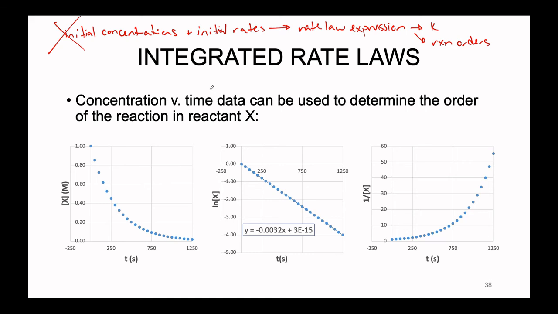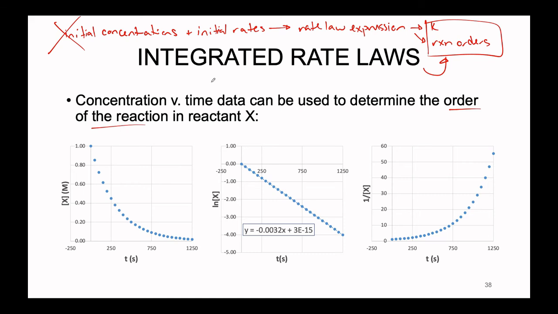Let's say you do have enough reactant to do that and you have the means to measure concentration versus time. Well, all you need is your concentration versus time data in order to determine the order of your reaction from the perspective of reactant X. And if you can determine the order of your reaction, you can also find your K by using the integrated rate laws. So the integrated rate laws are an alternate means of determining your K and your reaction orders experimentally. How you do so is by plotting concentration versus time and looking at the shape of your graph.